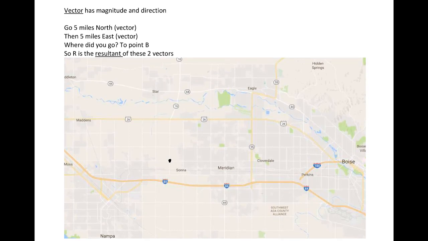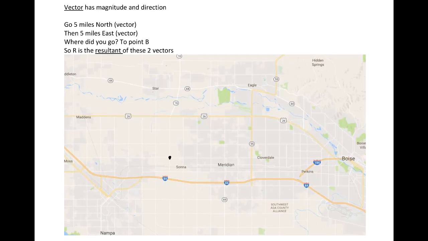Let's say we have a point here in Meridian. This is a map of the Boise area, and let's say we want to go about 5 miles north, and we'll get to Star. And let's say we want to go another 5 miles, and let's go over here 5 miles east, and we get to Eagle. Where did we actually go? Well, we actually went from where our beginning position was to where we ended. So that's our actual, and we may call that our resultant. It is made up of those two legs or constituents, and we'll call those components.